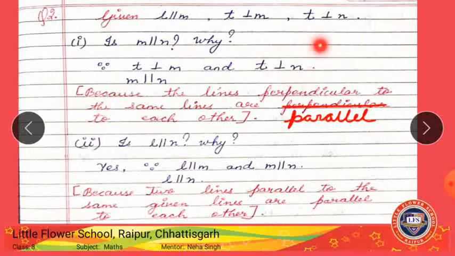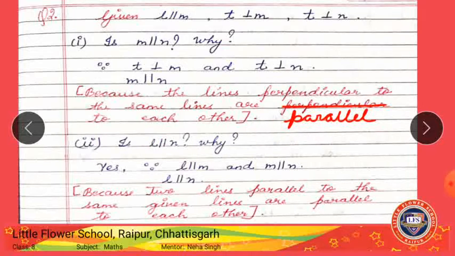क्योंकि T दोनों लाइन में perpendicular है, दोनों लाइन में 90 डिग्री एंगल फॉर्म कर रहा है, मीन्स द टू लाइन्स आर पैरेलल, तभी वो एंगल सेम होंगे, अदरवाइज द डिफरेंस वेरी, सो द एंगल विल ऑल्सो वेरी. So how you are going to write this through the points? You write because the lines perpendicular to the same given lines are parallel to each other.